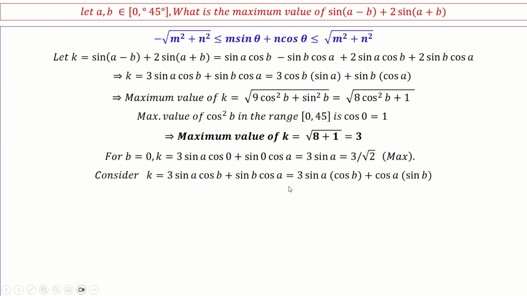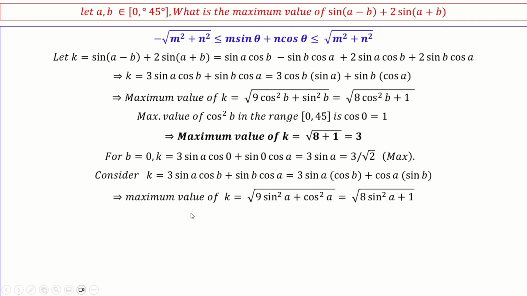The other way is, k is the same equation I take, but now instead of taking sin A and cos A as variables here, I am taking cos B and sin B. Now the coefficients for me are 3 sin A and cos A. These are the coefficients. So if I take these coefficients, I am left with the maximum value of k equal to square root of 9 sin square A plus cos square A. Now I am left with square root of 8 sin square A plus 1.